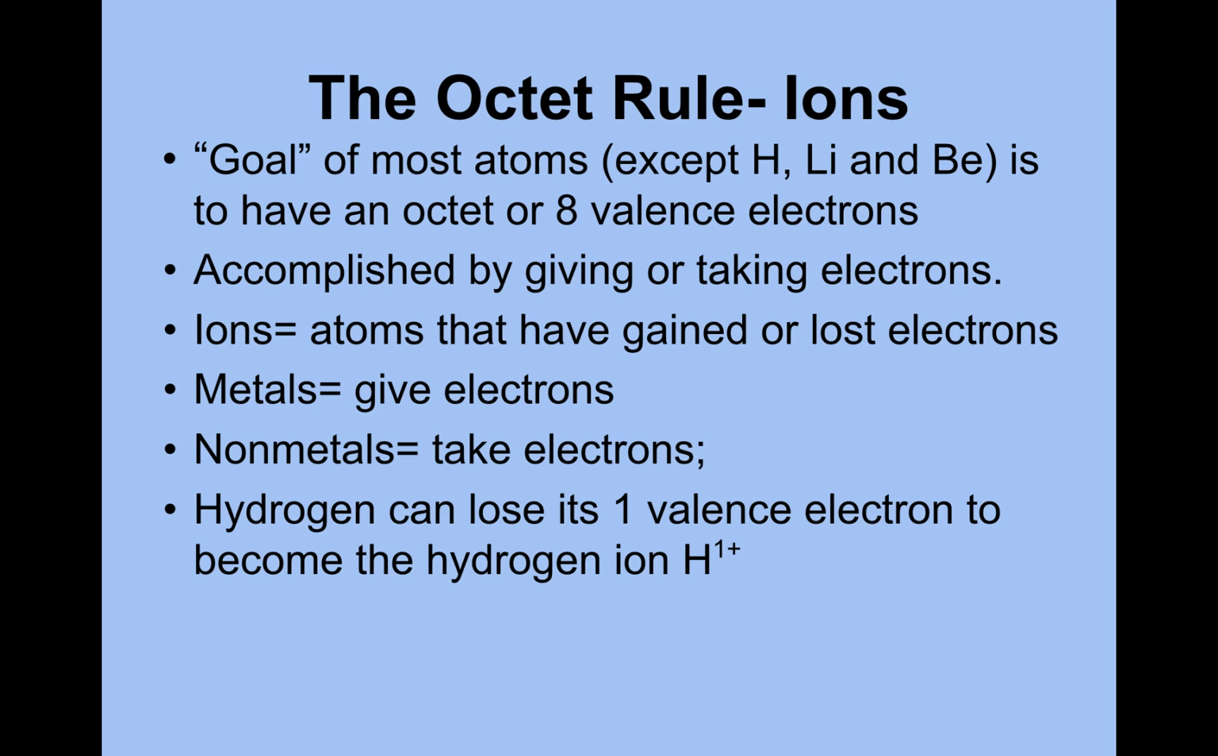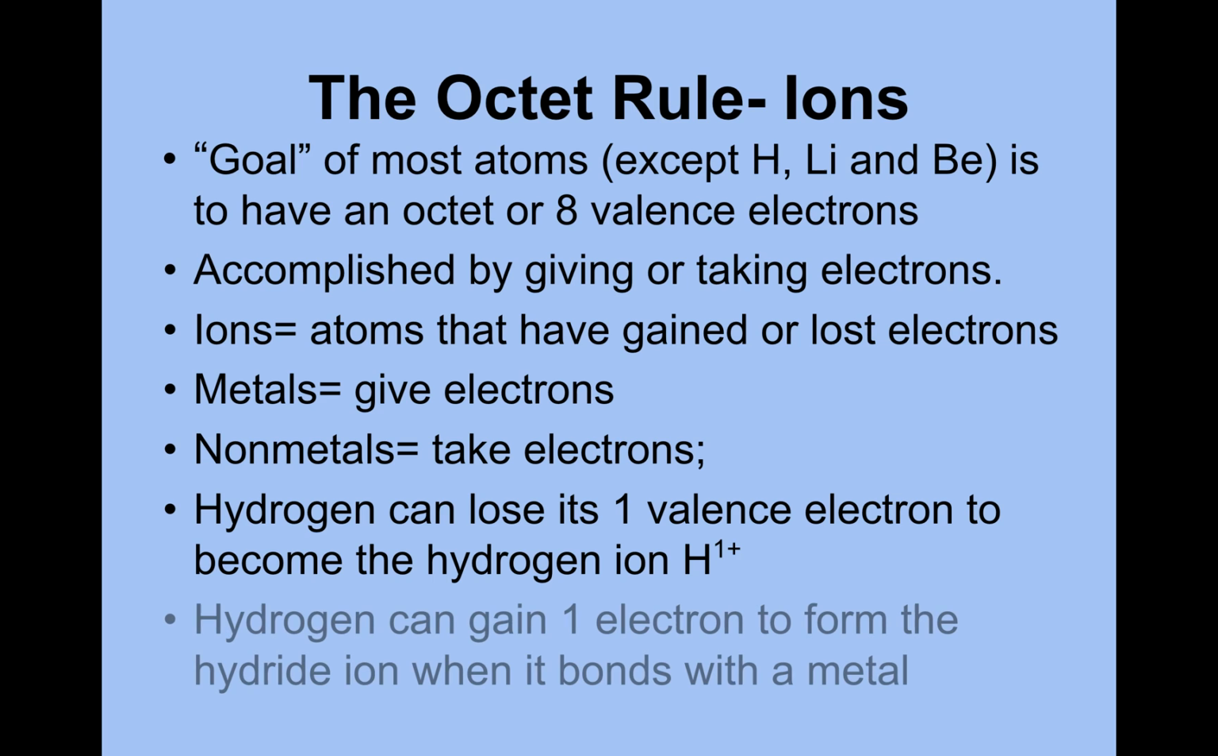Hydrogen can lose one valence electron to become the hydrogen ion, but it could gain one electron to form the hydride ion when it bonds with a metal.